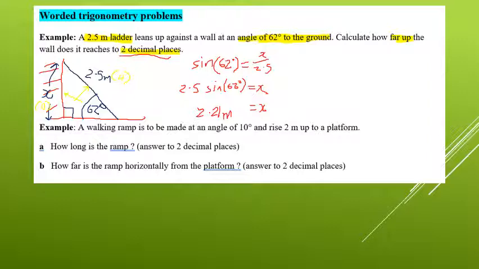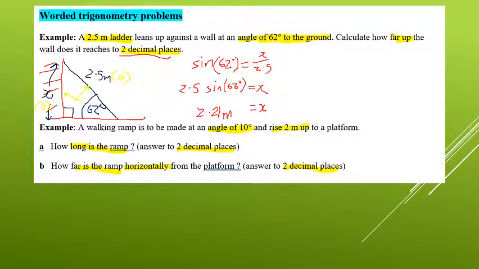Next one is, it says here's a walking ramp. It's made up of an angle of 10 degrees. So I'm highlighting the key method, and rise 2 metres up to a platform. We're asked how long is the ramp to 2 decimal places, and how far is the ramp horizontally from the platform to 2 decimal places. Once again, having a good diagram here will make a difference.